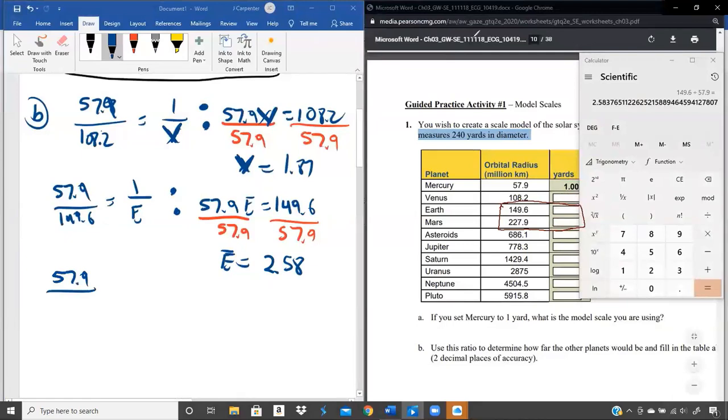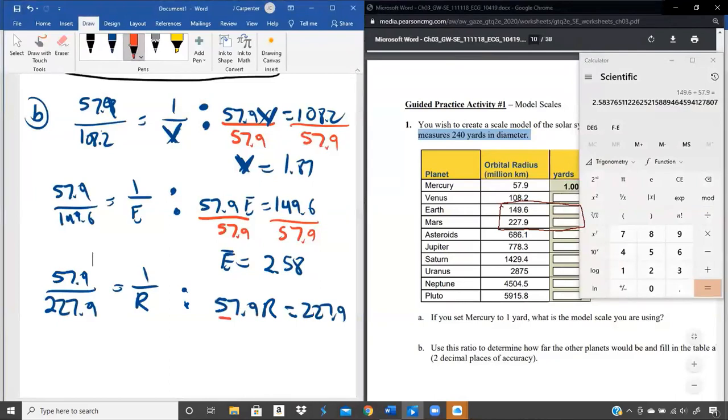So 57.9 over, where are we, 227.9 equals the 1 over, now we're talking about Mars. We used M for Mercury. Let's go R for Mars. So R, the third letter of Mars. Cross multiply, you end up getting 57.9 times the Mars variable equals 227.9. You're going to end up dividing both sides by 57.9. And this is another reason I like to keep using the top row, because we keep doing the exact same algebraic step. And if you pay attention, why did I show it that way as a fraction?